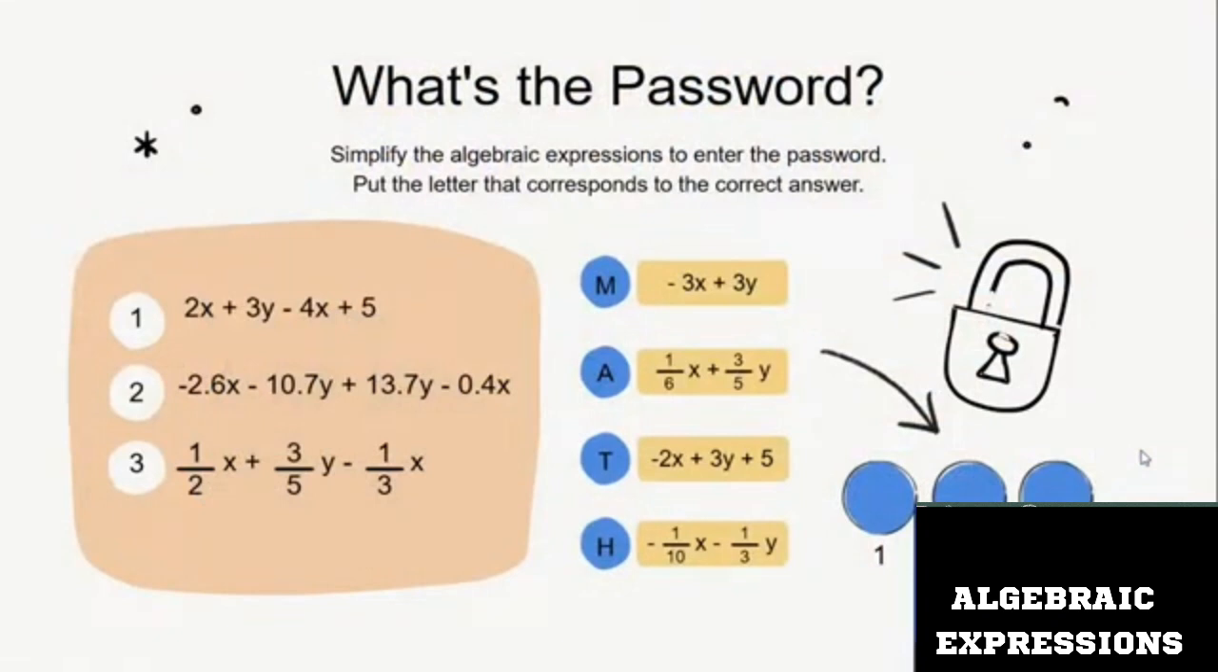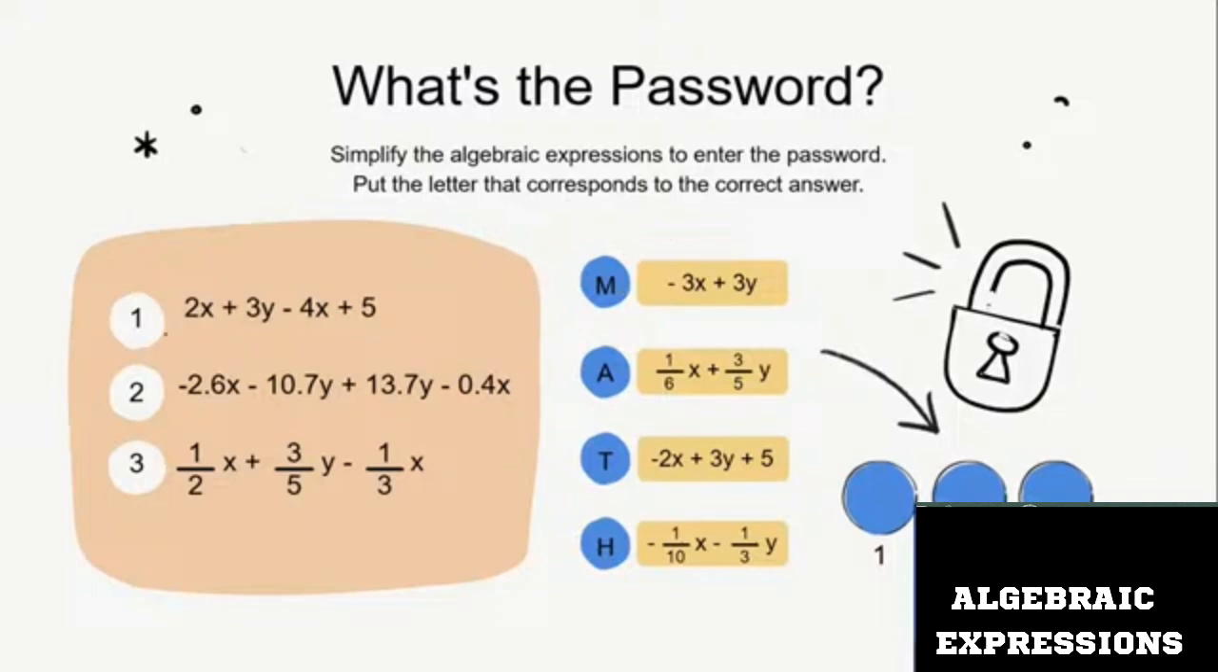Now let's say, for example, you've been asked to solve some problems and your life depended upon it, to open a key, and the only password which you had to solve were algebraic expressions. Okay, and you would then be able to find the key to your freedom. Now simplify the algebraic expressions to get the password, and then put the correct letter which corresponds to the correct answer.